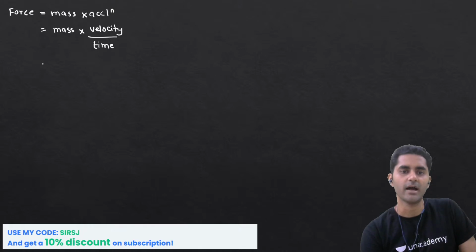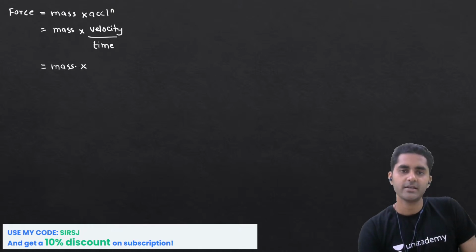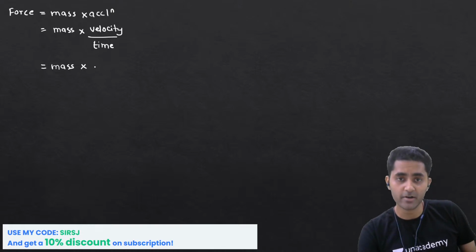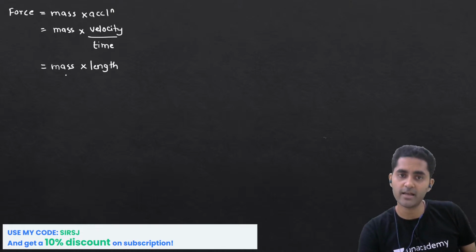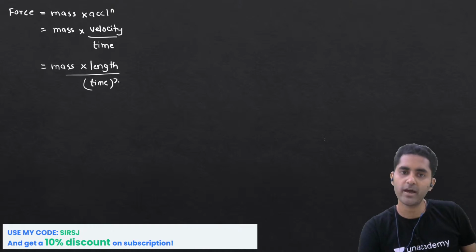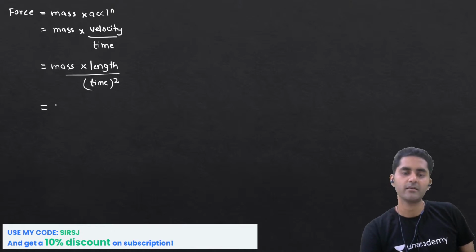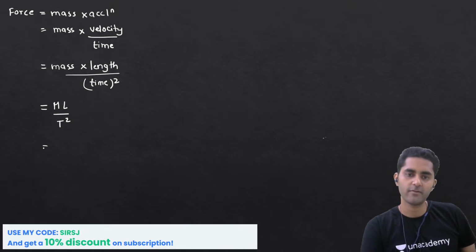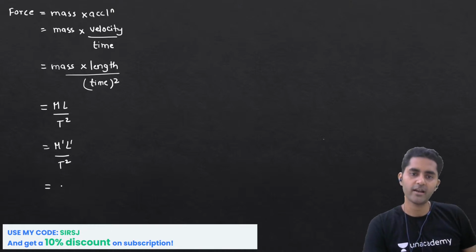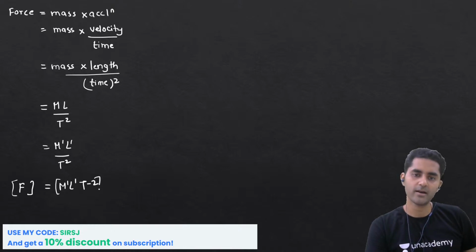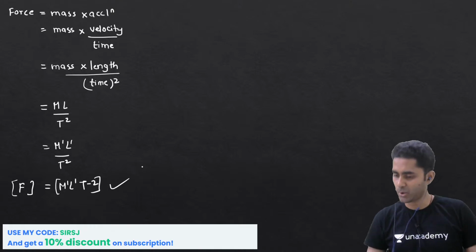Now, mass into, what is velocity? Velocity again is displacement upon time, and we know that displacement is a kind of length, so it will be length upon time square, because time is already there. Velocity is length upon time, so it will become mass into length upon time square. And mass we denote as capital M, length as capital L, and time as capital T square. So it will be M1 L1 and T power 2, and finally we can write it as M1 L1 T power minus 2, since it goes in the numerator. So these are the dimensions of force. The dimensions of force are M1 L1 T minus 2, and here we have written the dimensional equation of it.